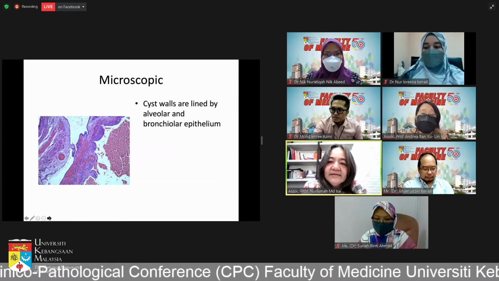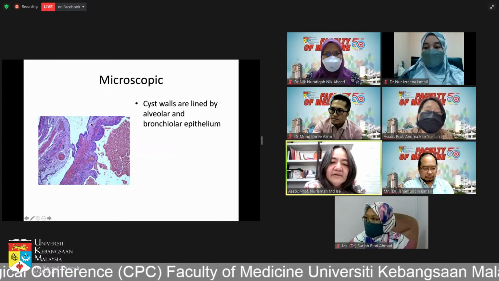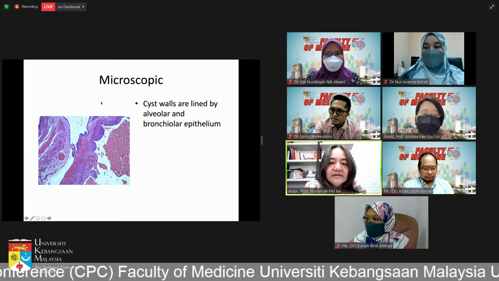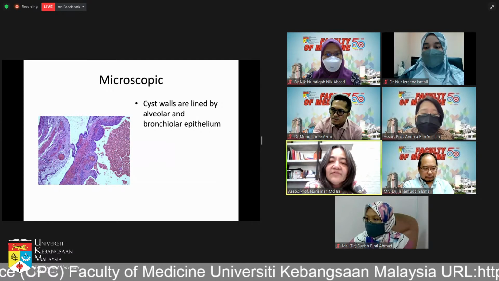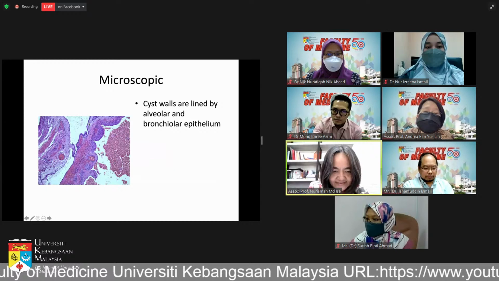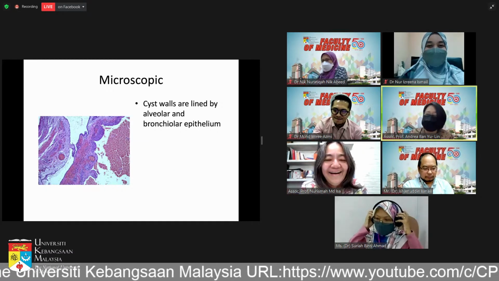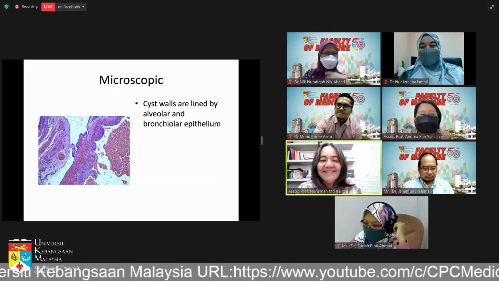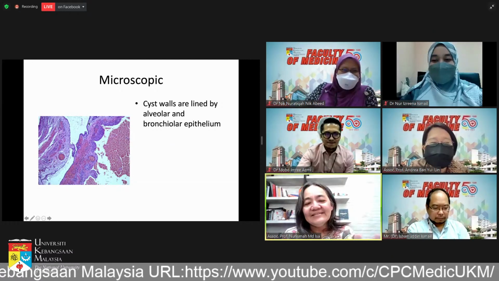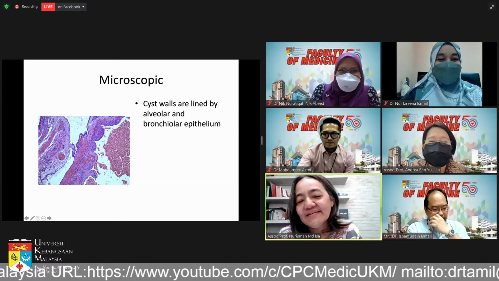Okay, so here is a higher view of the lung, and it shows the cyst wall that is lined by the alveolar and the bronchiolar epithelium. You can move your cursor towards the, yes, that's the one. You're very good in histology. You can take over my job. So this is just to highlight the histology of the lung. Okay, next, Andrea.